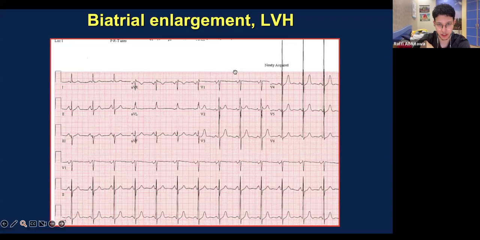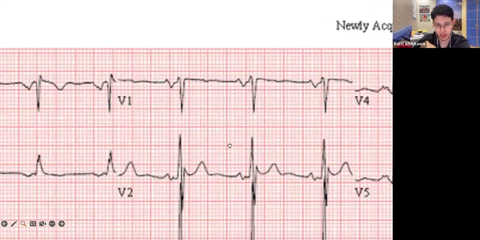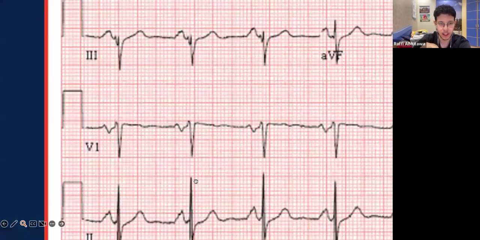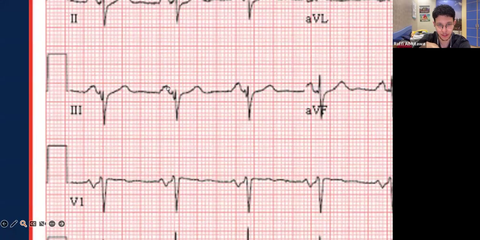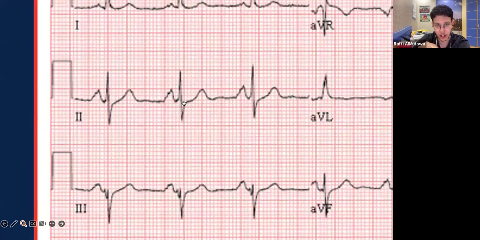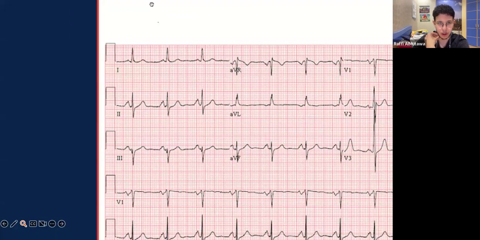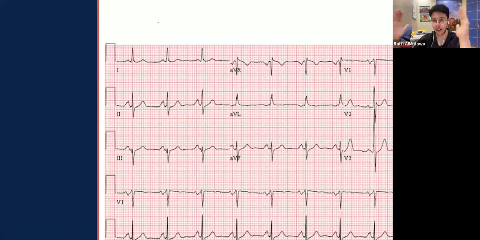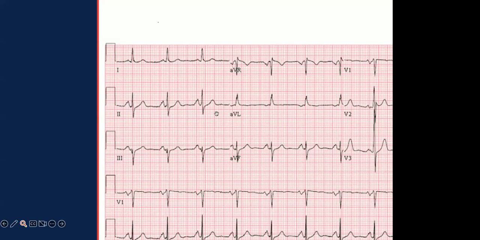You guys did a good job and you identified peak and scoop that we could see in V1 and V2. And then again, it's wider than 2.5, and it's taller than 2.5. So there should be a camel, but again, the camel makes it easier, but the whole point of the camel is to tell you that it's wider than 2.5 small boxes. Wait, didn't we say the camel is for left atrial? I'm kind of mixing up.